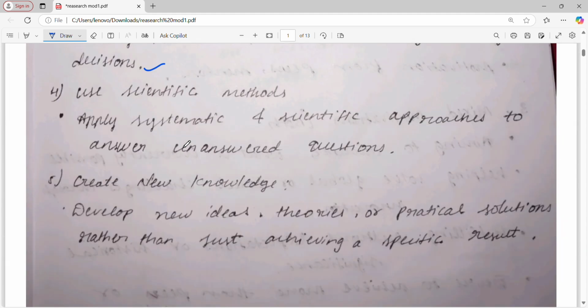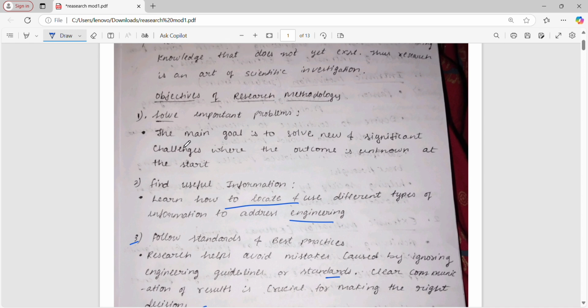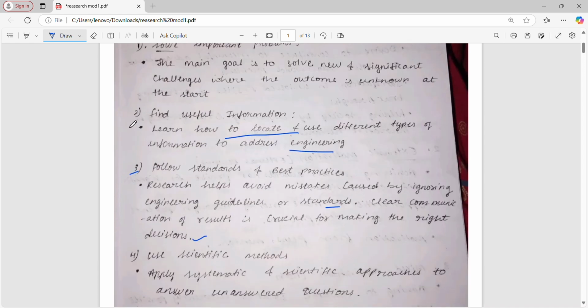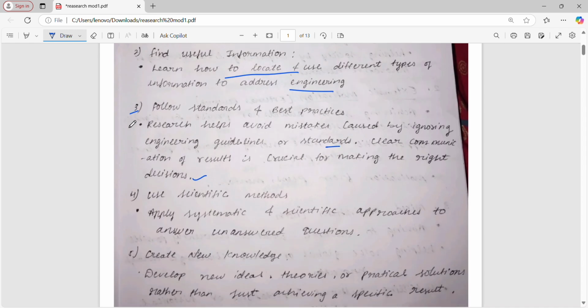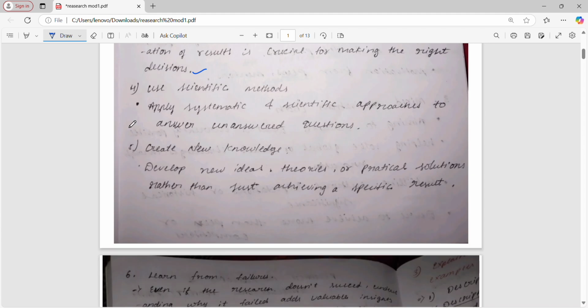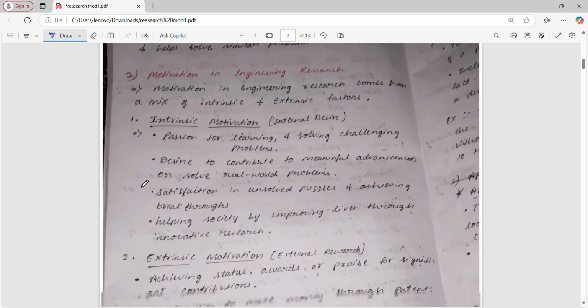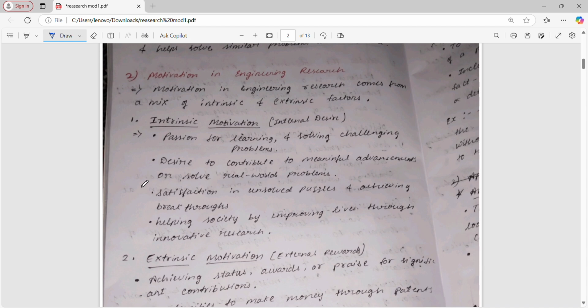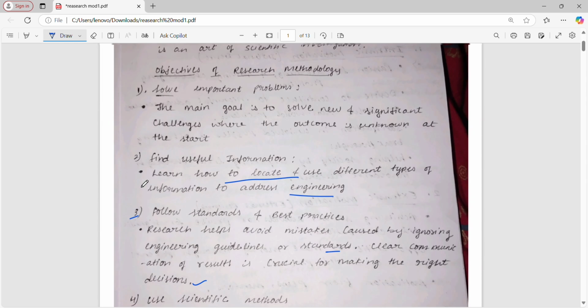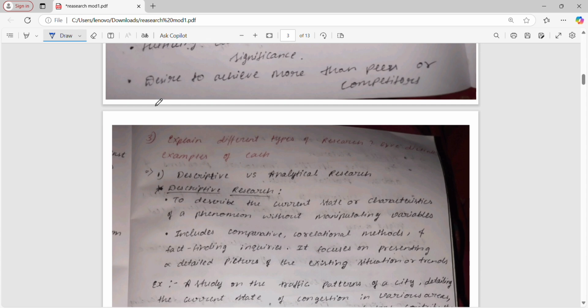These are the six objectives: solve important problems, find useful information, follow standards and best practices, use scientific methods, create new knowledge, and learn from failures. The next question they might ask is the motivation in engineering research. They can club both objectives and motivation and ask it as a 6 marks question.